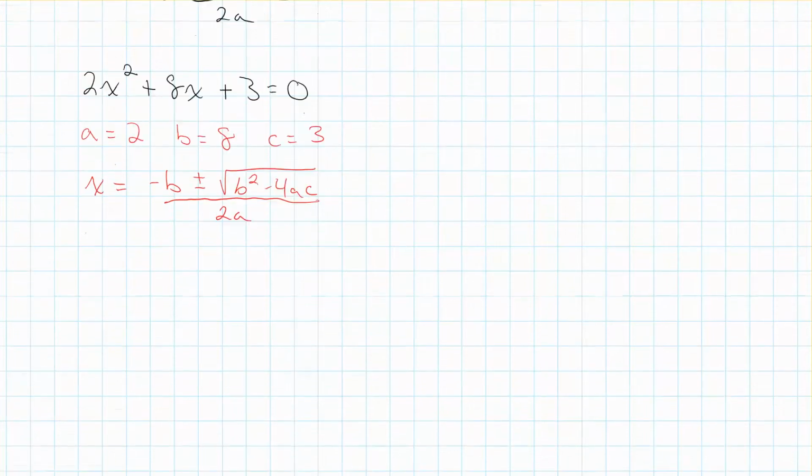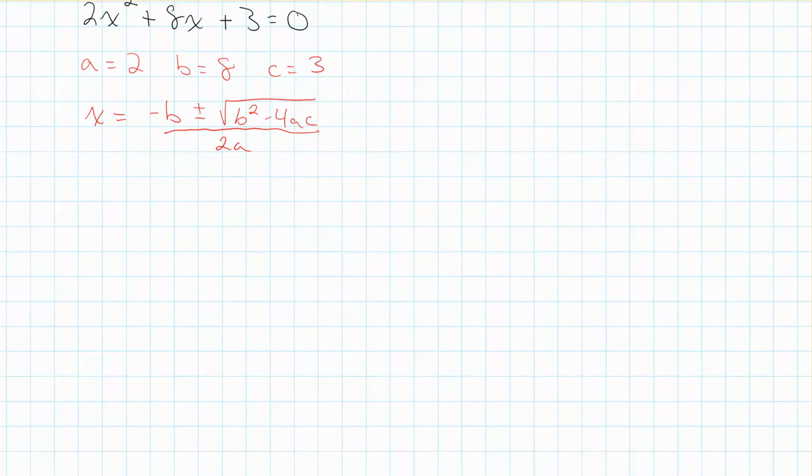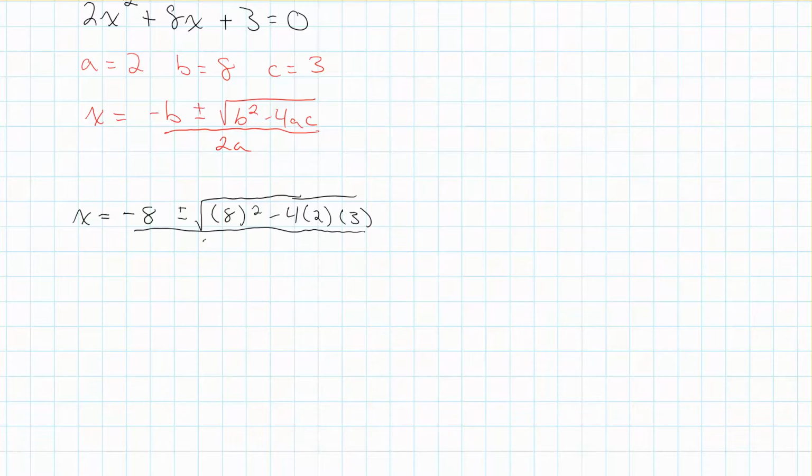All right, so let's look here then. All we're going to do is basically, I call it kind of equation or formula plug and chugging. We're going to just substitute the numbers into the formula. So I have negative b, so I'd have negative 8 plus or minus the square root of b squared, so 8 squared, minus 4 times a, which is 2, times c, which is 3, and this is going to be all over 2 times 2. And now we just have to simplify this.